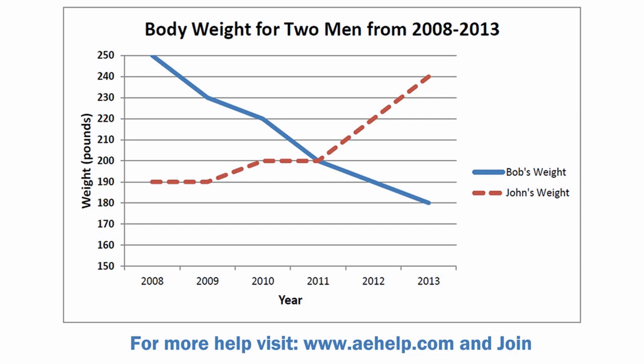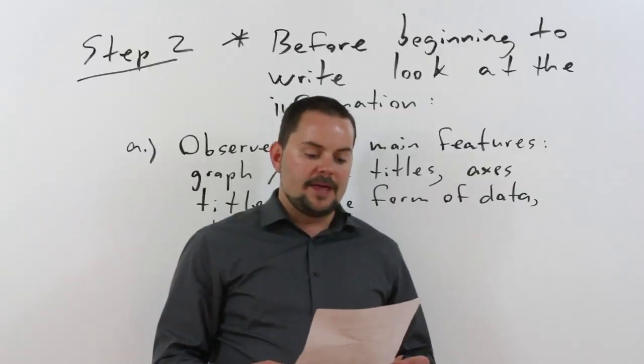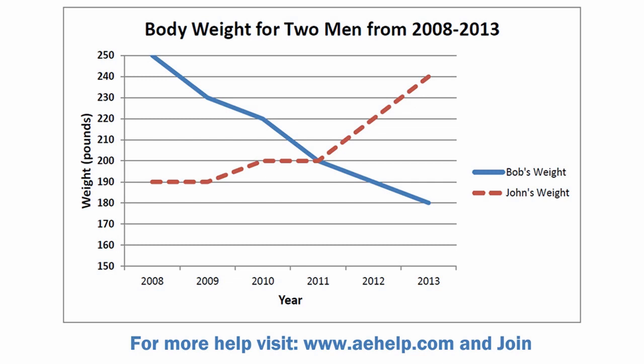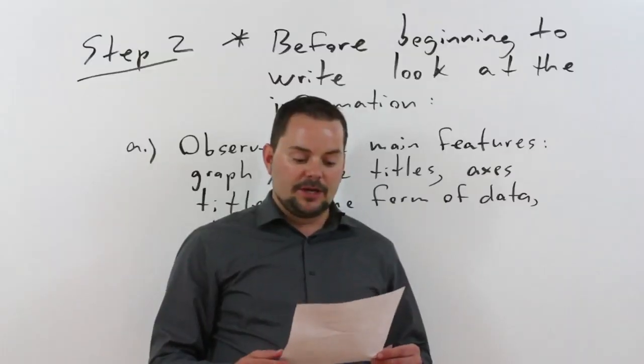Then we look at the x-axis. The x-axis shows the years from 2008 to 2013, showing each year. And then on the right, we can see the legend showing Bob's weight as the solid line, and then John's weight as the segmented line. So good. And then, of course, looking at the data here, we can see that the two lines cross over each other. Bob's goes from a high point to a low point, and John's opposite from a low to high point.